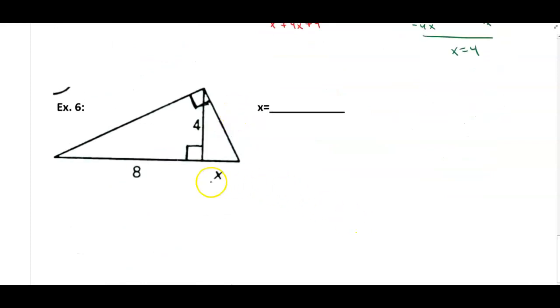Now, example 6. Right away, I'm given altitude and the pieces of the hypotenuse. So, altitude squared equals piece of the hypotenuse times piece of the hypotenuse. 8x equals 16. x is equal to 2.